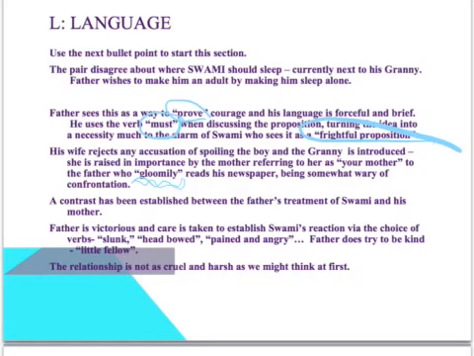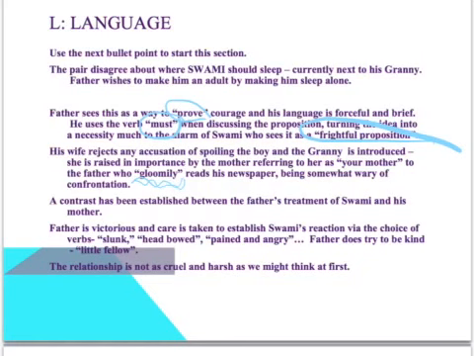And at this point, then, we've got all sorts of contrasts being established. The contrast between Swami and his father, the contrast between the father's treatment of Swami and his response to the granny, the contrast between the mother and her perspective of where she is in the family, and the grandmother in terms of the effect on the father.